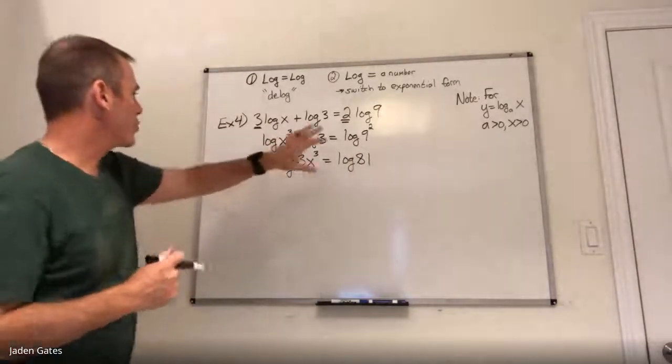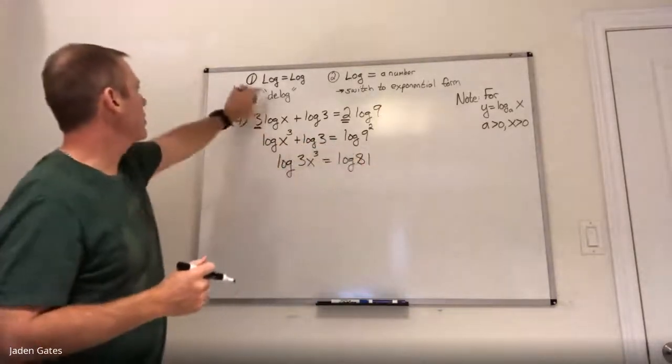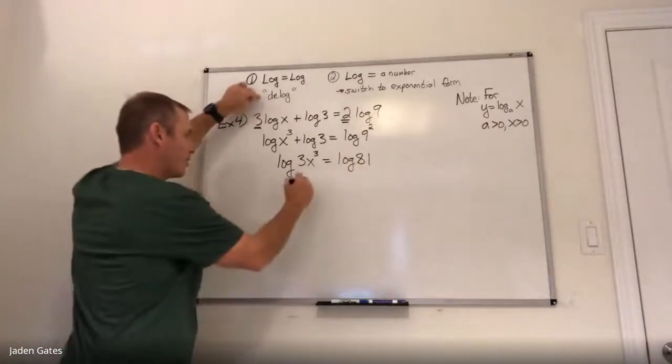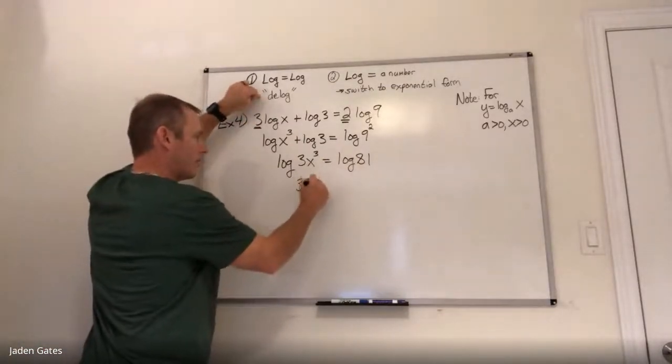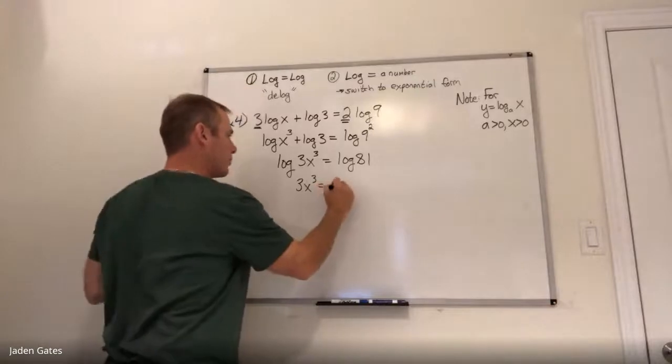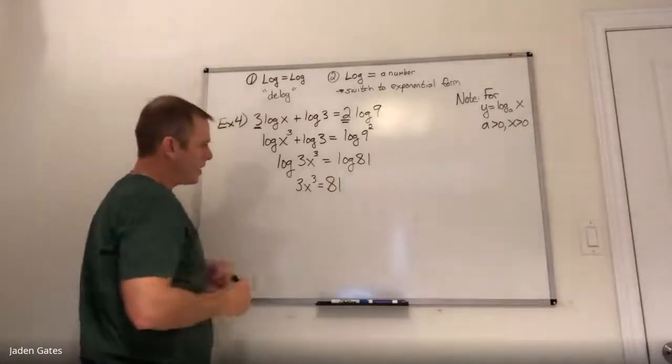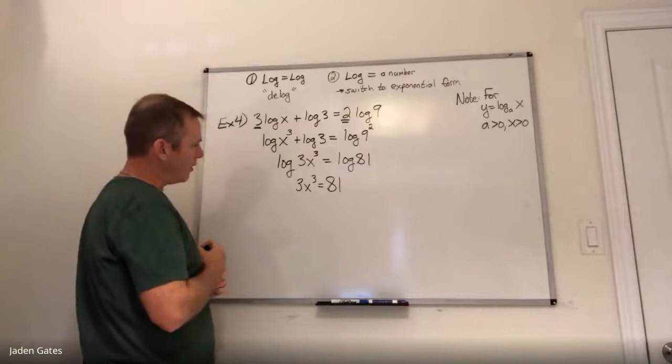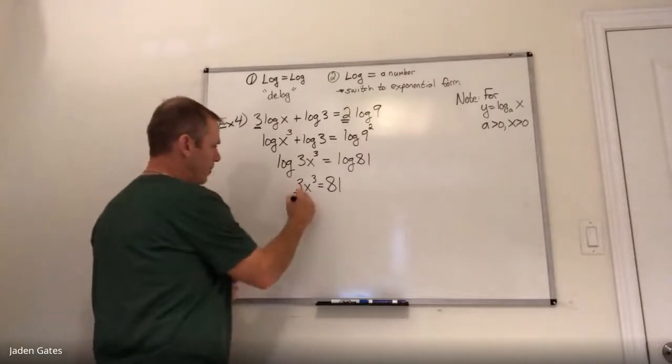Now I have a situation where I have a log equaling a log. So I'm going to d-log. So I got 3x cubed is equal to 81. All right, now it's just solving for x. So I'm going to divide both sides by 3.